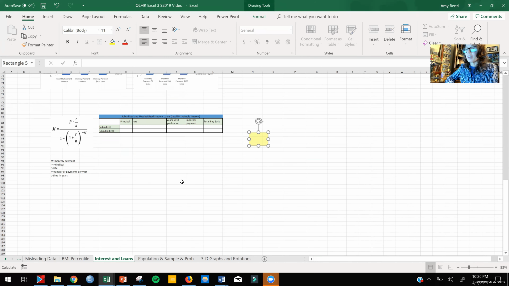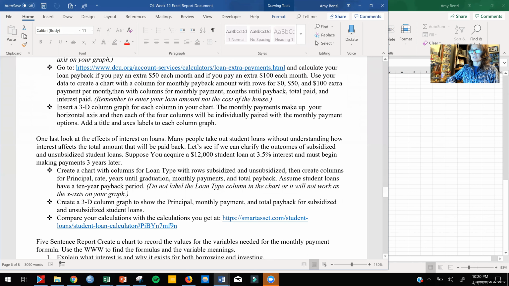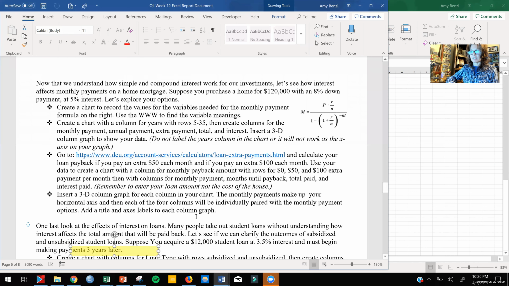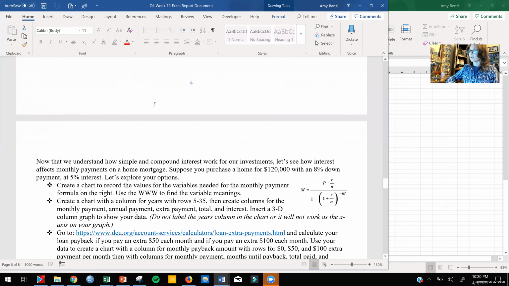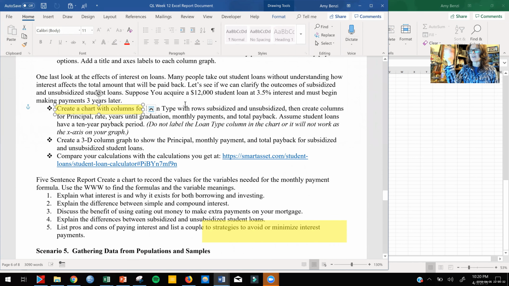So we are now going to have a look at subsidized and unsubsidized student loans. What is a subsidized loan and what is an unsubsidized loan, and which one do I want? Well, that's what we're fixing to find out, folks. We're going to see if we can clarify the outcomes of subsidized and unsubsidized student loans.